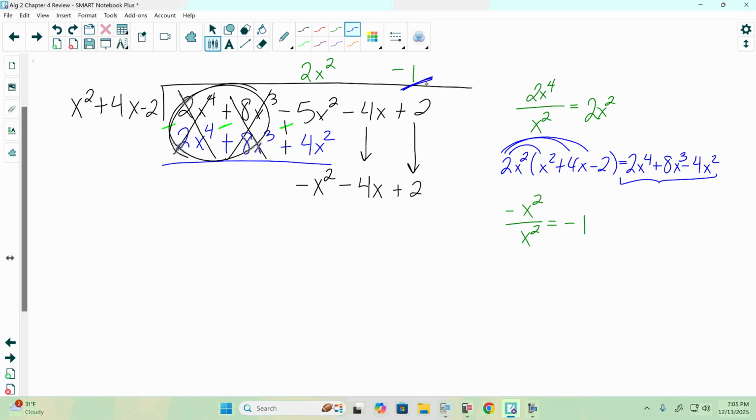Now at this point here, we're going to take what's above the line and multiply it by what's outside. So we're multiplying negative 1 by x squared plus 4x minus 2. Negative 1 times x squared is negative x squared. Negative 1 times 4x is negative 4x. And negative 1 times negative 2 is going to be positive 2.